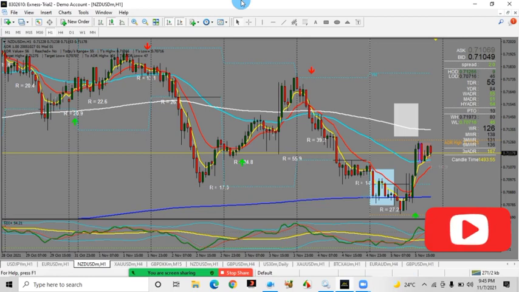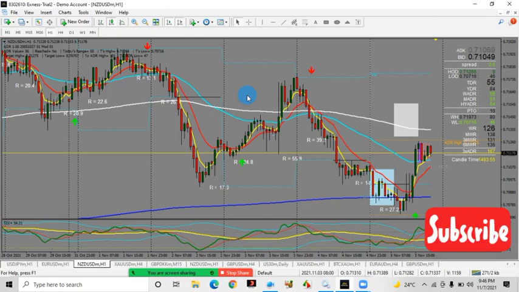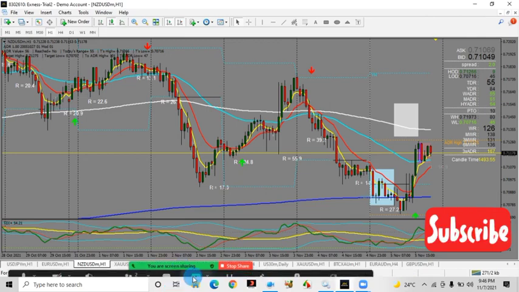Okay, so let's just talk about order block and imbalance. Order block is an ICT concept, right? These are part of the things we put into consideration. So basically, what we mean by an order block is just this.